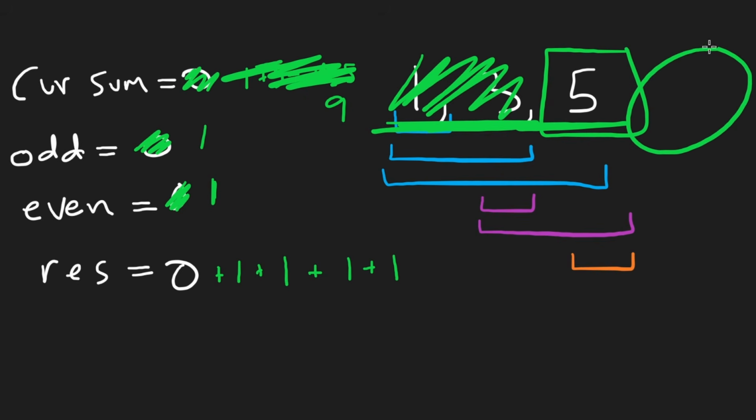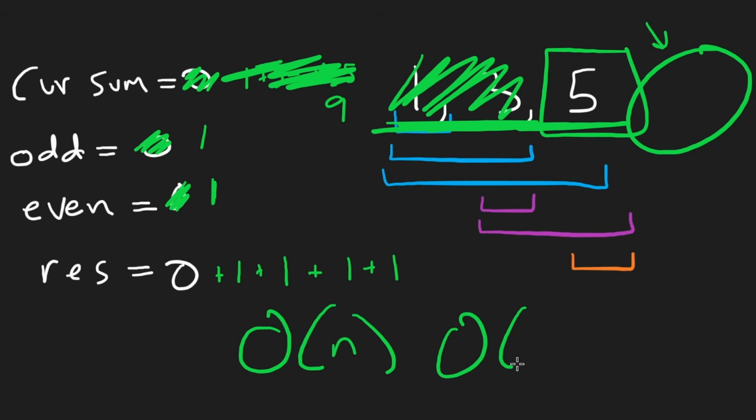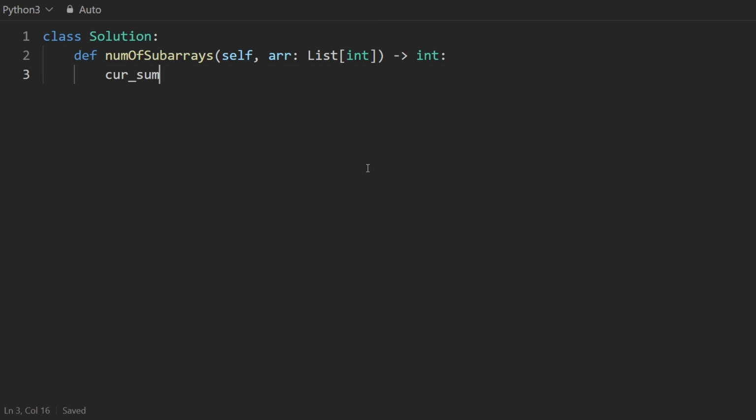You could continue with it, add some more numbers to here, continue the rest of this dry run to really pound this idea home and recognize that this is definitely a linear time solution with constant space because we don't really have any data structures. So I'm going to have my current sum variable. You could also call this the prefix sum variable because that's really what it's doing. It's calculating the current prefix sum. And then we'll have the odd count and we'll have the even count. And we will have the result.